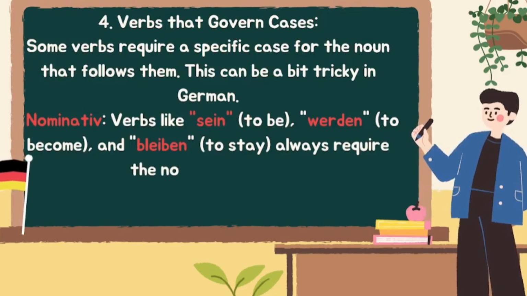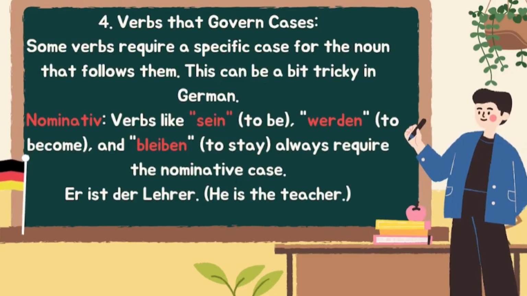So guys, let's move to point number 4. Verbs that govern cases. Some verbs require a specific case for the noun that follows them. This can be a bit tricky in German. In nominative case, verbs like sein, which means to be, werden, to become, and bleiben, to stay, always require a nominative case. Whenever these verbs are used in a sentence, they require nominative case. For example, "Er ist der Lehrer." He is the teacher. This is a nominative case.